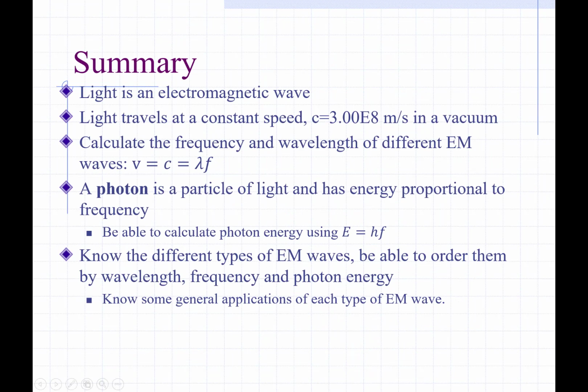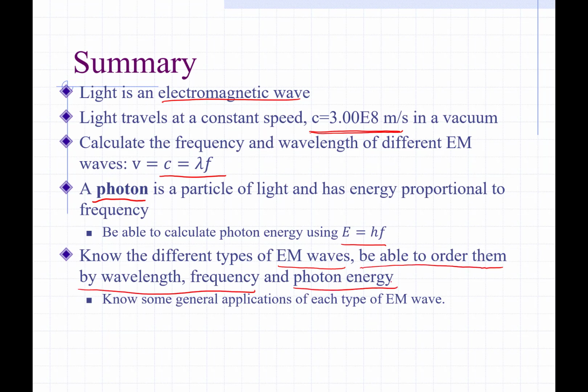So in summary, light is an electromagnetic wave. It travels at a constant speed in a vacuum. That speed is given by c, 3 times 10 to the 8 meters per second. You should be able to calculate the frequency and wavelength of different waves using c equals lambda f. You should know that a photon is the name for a particle of light and has energy proportional to frequency using the equation E equals hf. You should also be able to calculate frequency and relate it to energy. You should know the different types of electromagnetic waves and be able to order them by wavelength, frequency, and photon energy.